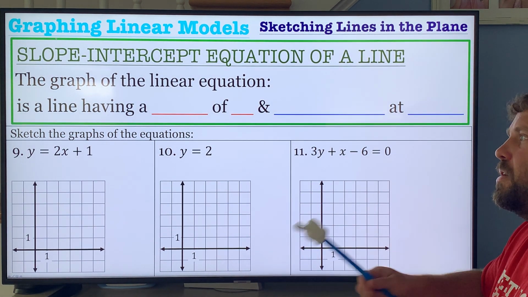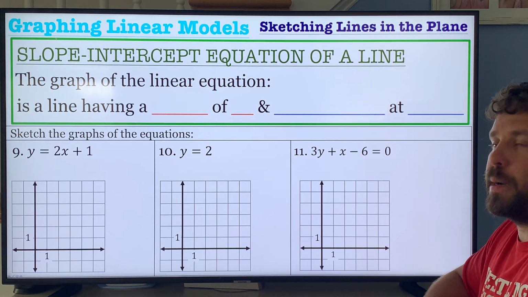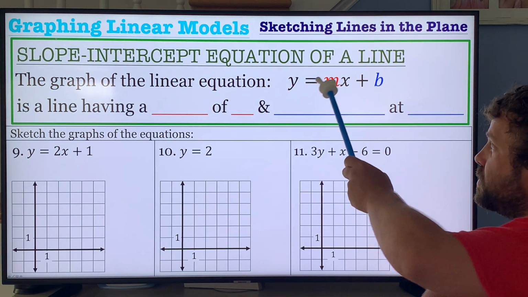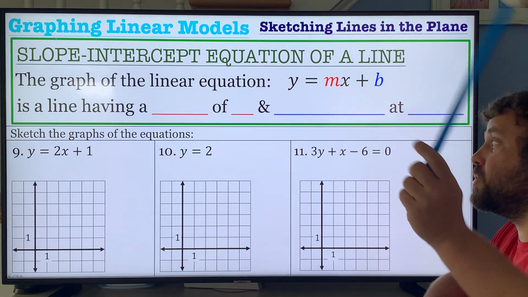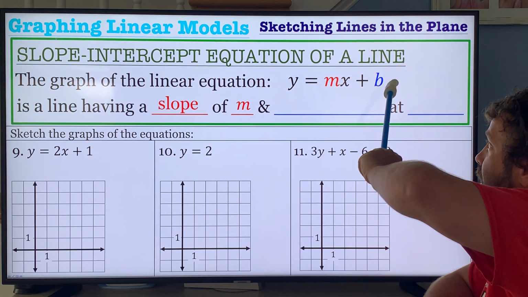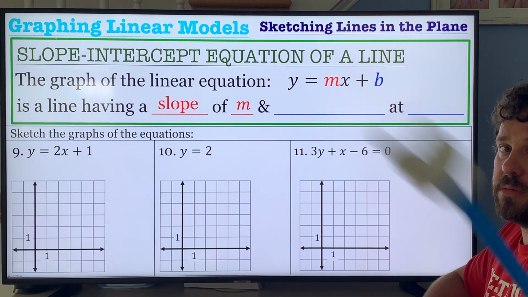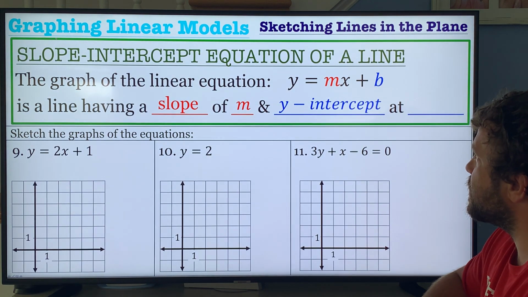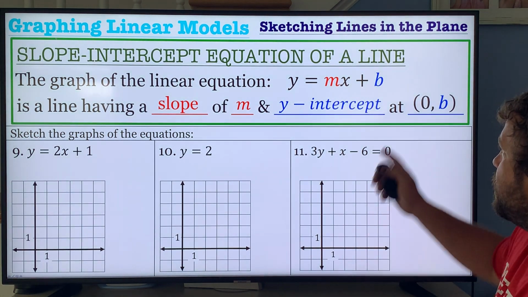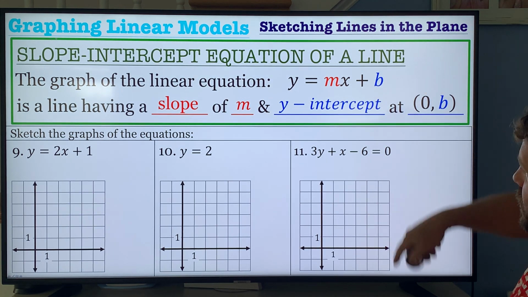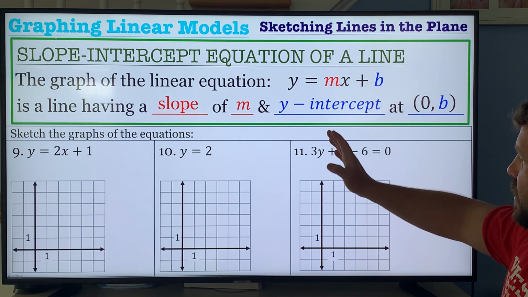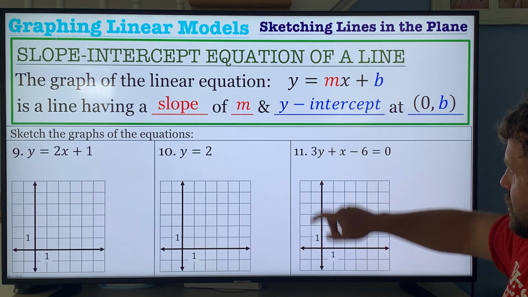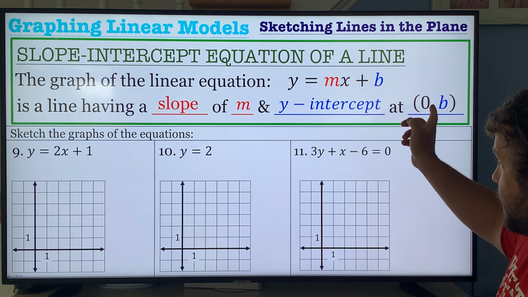Let's try. The graph of the linear equation is a line having a y equals mx plus b, right? That looks familiar? So what's your m? Your slope of m and a, what's b? Two words. Actually, a letter and a word. Y-intercept at 0, b. 0 means you go 0 over from left to right. B means it's where you intercept the y-axis. So whatever b is, it goes on this axis. And then slope goes rise and run from this point.